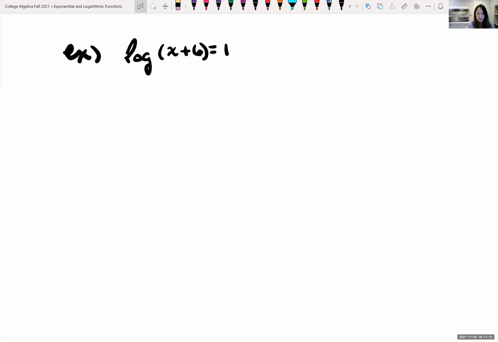So we have a log equals a number. And so we can rewrite this in exponential form. So the base of our log is 10. And so we're going to take this base 10, raise it to the other side, 1. This is equal to this x plus 6. So once we rewrite this in exponential form, it looks easy to solve, right? We can isolate x by subtracting 6 on both sides. And so subtracting 6 on both sides, we get x is equal to 10 minus 6, which is 4.